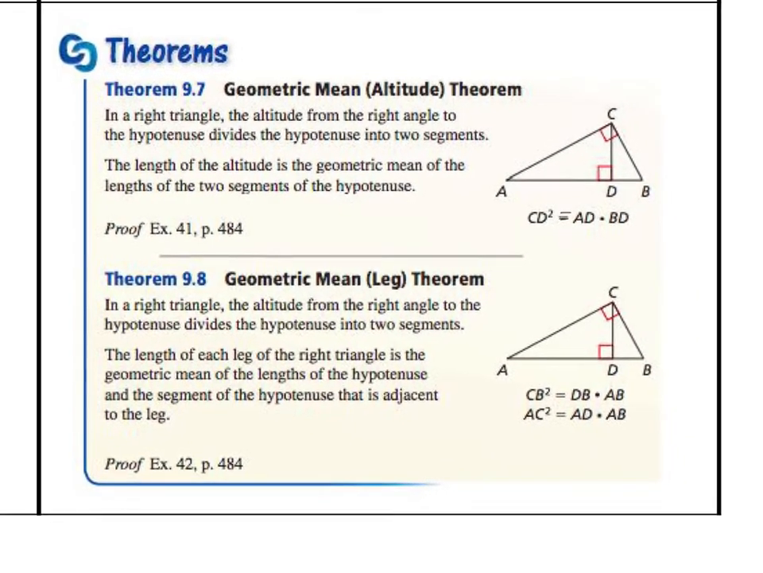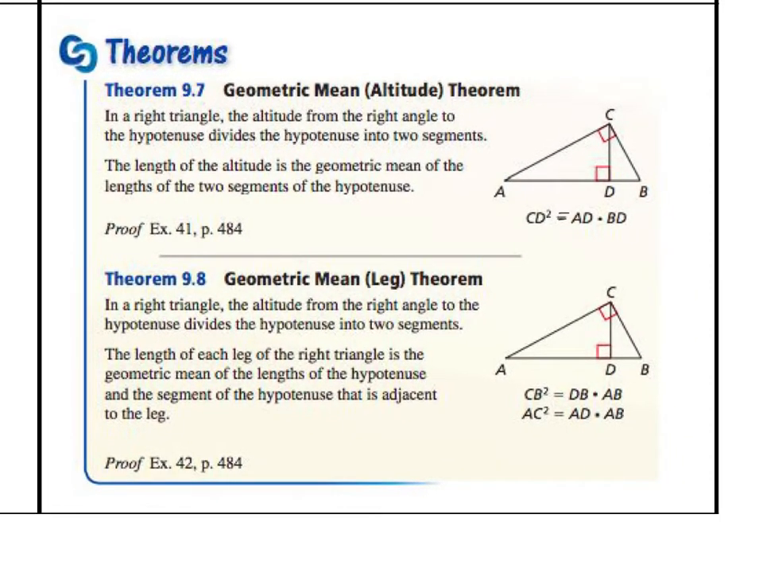So the first one says, in a right triangle, the altitude from the right angle to the hypotenuse divides the hypotenuse into 2 segments. Obviously, right? The length of the altitude is the geometric mean of the lengths of the 2 segments of the hypotenuse. So we can use these 2 lengths here.